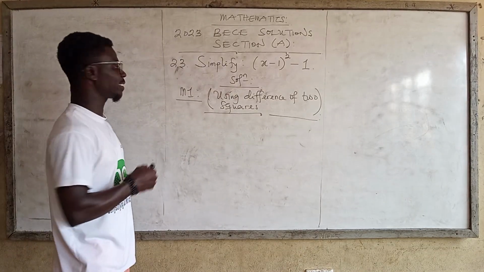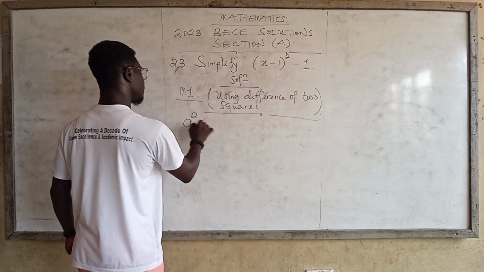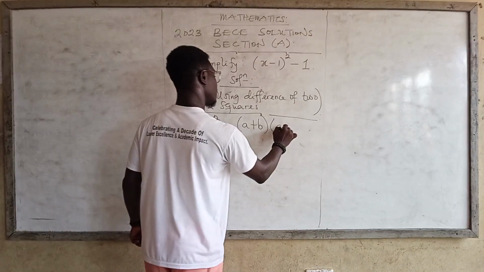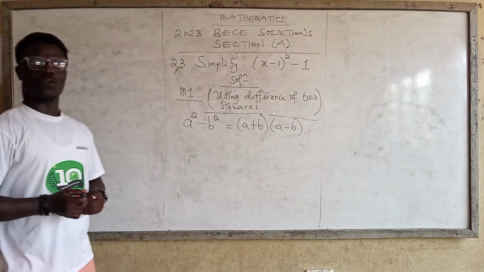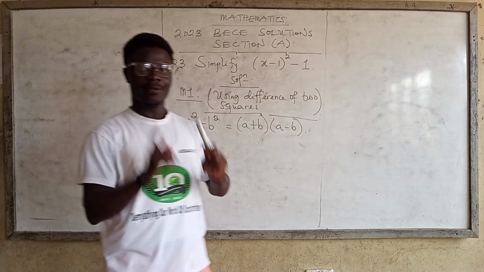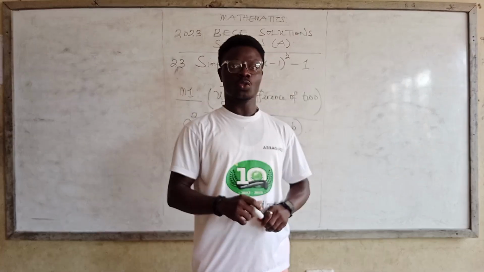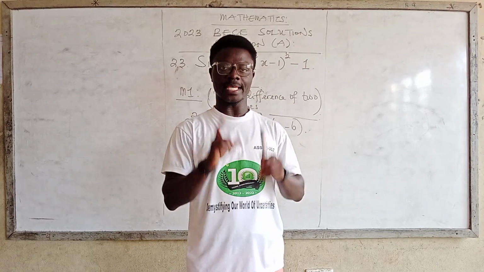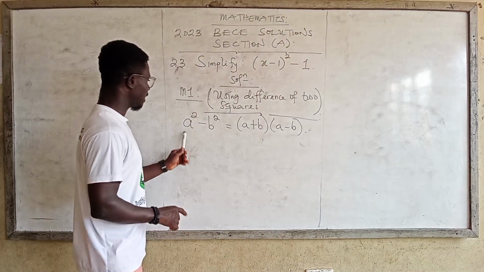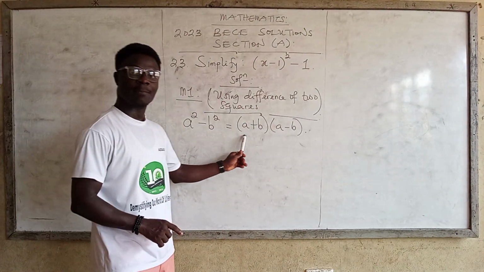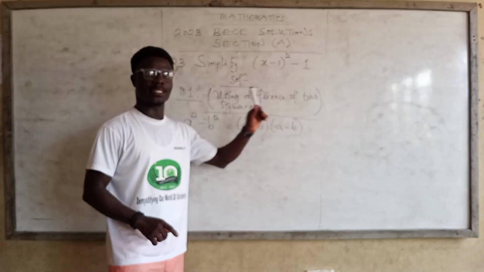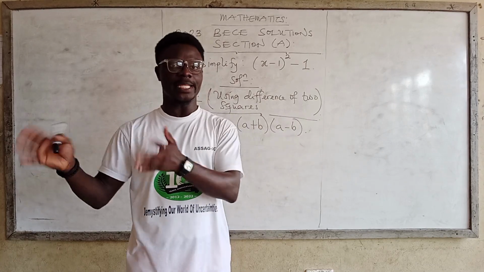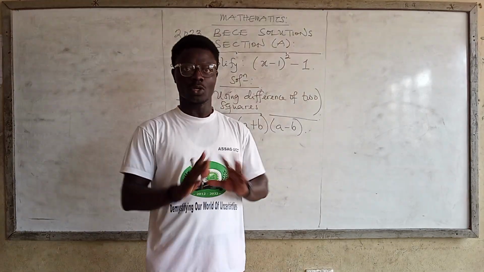Now, the difference of two squares states that a squared minus b squared is equal to a plus b, which is one expression, multiplying another expression, which is a minus b. So we have that a squared minus b squared equals (a plus b) multiplying (a minus b). So that's the difference of two squares. You can start with a minus b multiplying a plus b because multiplication is commutative.